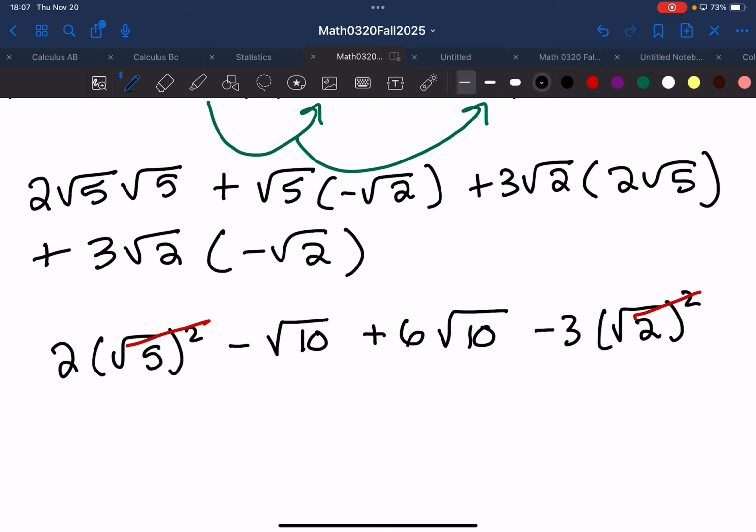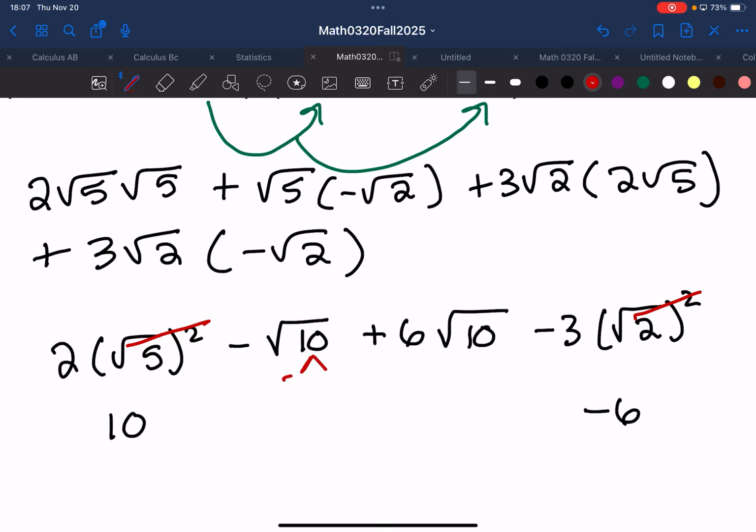So 2 times 5 is 10. Okay, and then over here I have negative 3 times 2, which is negative 6. Okay, I just simplified those 2 on either ends. The radicals that are in the middle, okay, I need to see if I can simplify them. Because 10 is not prime, I can divide more numbers into 10.